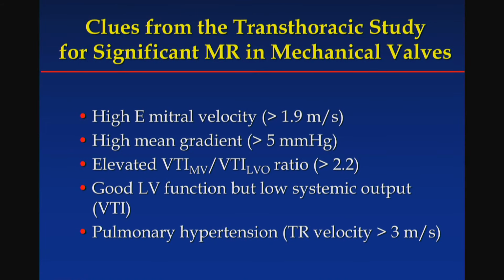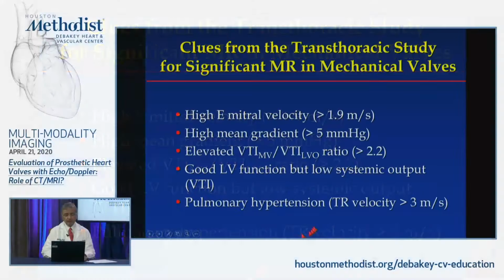So as an imager, an echocardiographer, you have to keep your threshold high and take a look at some of the clues that tell you that you may have regurgitation that you're masking. These are for mechanical prosthesis. Bioprosthesis are even a little higher. E-velocity greater than 1.9. A mean gradient not very impressive, just greater than 5. Elevated DVI, which is the reverse of the one for the aortic, greater than 2.2. Good LV function, but low systemic output, and pulmonary hypertension.